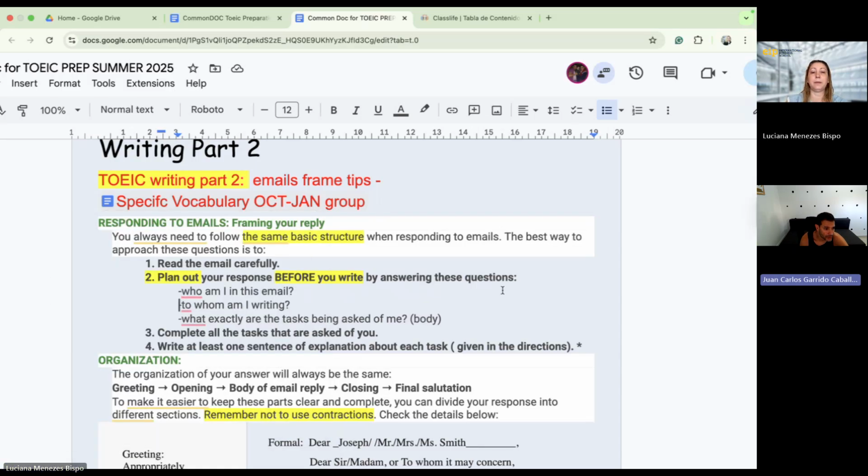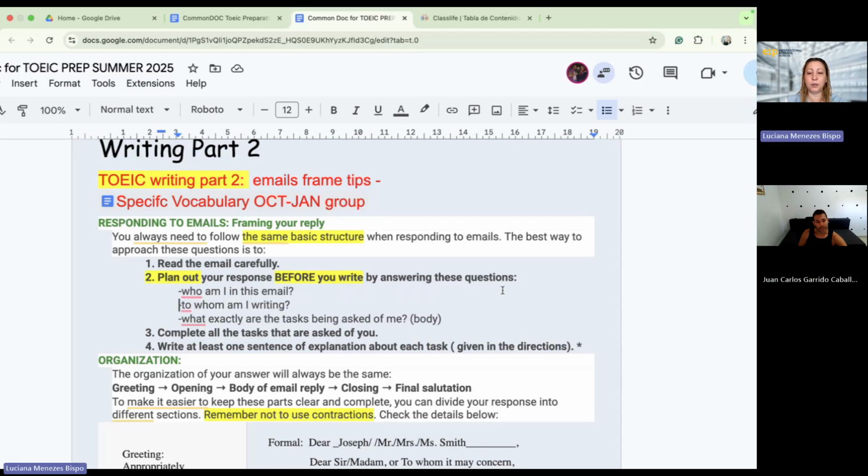All right. Perfect. So, responding to emails, framing your reply. You always need to follow the same basic structure when responding to emails. The best way to approach these questions is to, 1, read the email carefully. Number 2, plan out your response before you write by answering these questions. Who am I in this email? To whom am I writing? What exactly are the tasks being asked of me? The body. 3, complete all the tasks that are asked of you. 4, write at least one sentence of explanation about each task given in the directions.